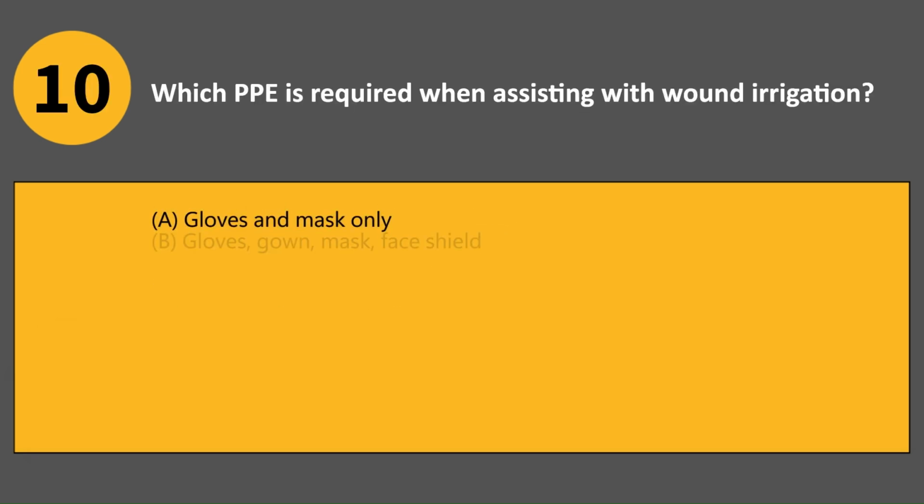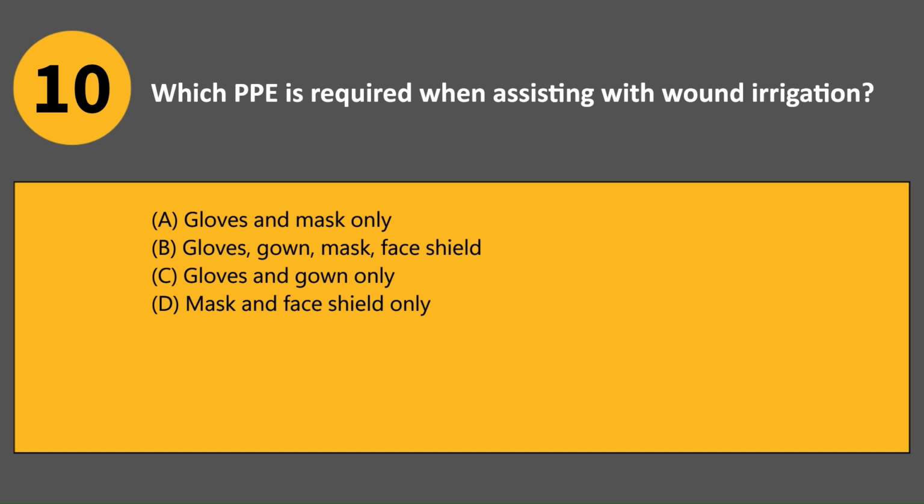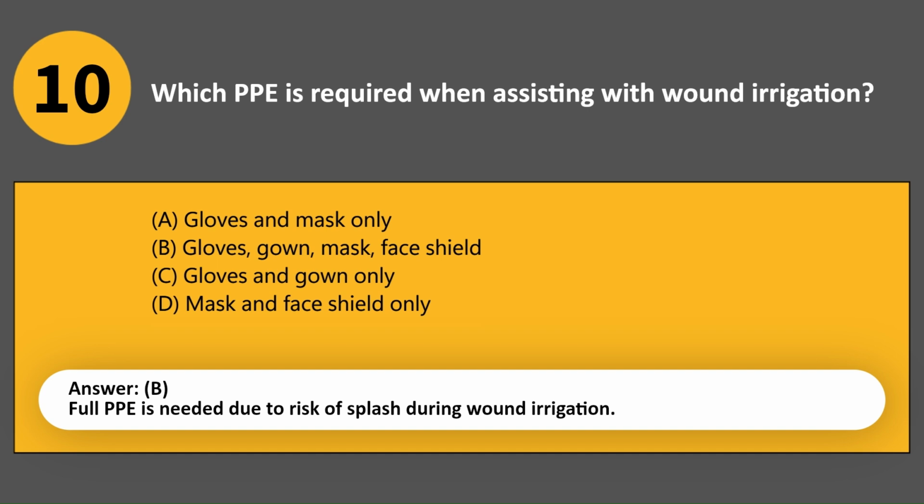Which PPE is required when assisting with wound irrigation? A. Gloves and mask only. B. Gloves, gown, mask, face shield. C. Gloves and gown only. D. Mask and face shield only. Answer, B. Full PPE is needed due to risk of splash during wound irrigation.